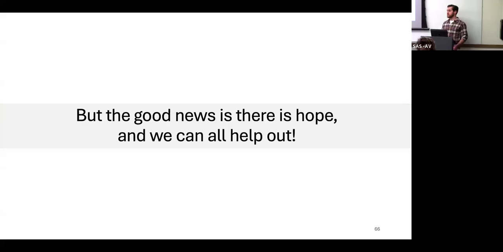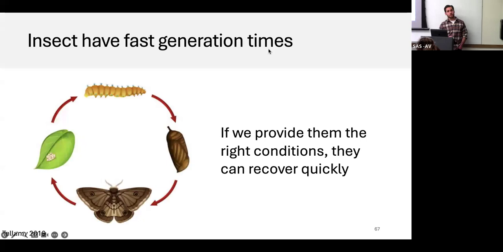So that's the bad news. But the good news is there is hope. I know that seeing these headlines and hearing this news can make us feel hopeless, but there really are things that we can do, and those things really can make a difference. So I'm going to spend the rest of this talk going through some of these things that everyone can do to help. And part of the good news here is that insects have very fast generation times. And what that means is if we provide them the right conditions, they can actually recover relatively quickly, especially compared to other species like large mammals and relatively longer lived organisms.